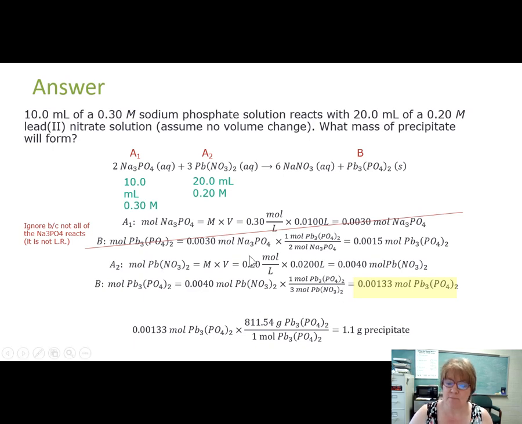I cannot compare the number of moles of sodium phosphate and lead phosphate, meaning lead nitrate, because those are different substances. But once I've used the coefficient ratio and I've gotten moles of the lead phosphate, now I can compare those moles, and whichever is smaller is the one I continue on with to get the actual grams by multiplying it by the molar mass.